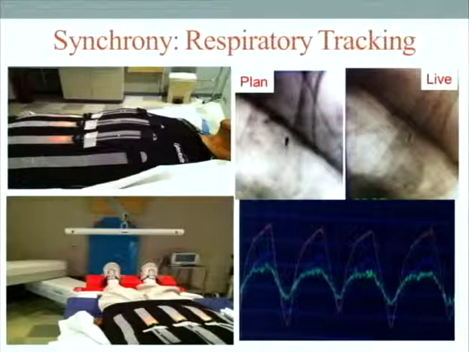So in the past, when we had to use margins of a centimeter or so around the tumor target in the lung or abdomen, now we're able to use margins one-tenth that size because our accuracy is so much improved.